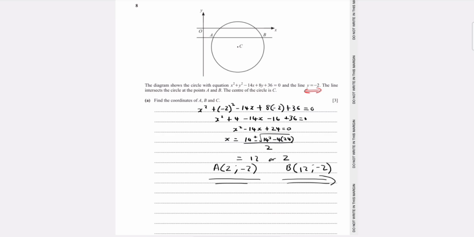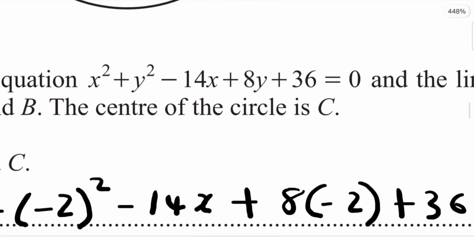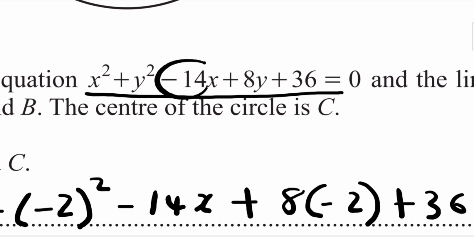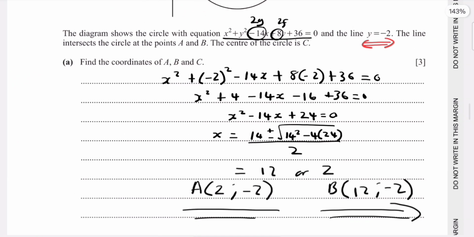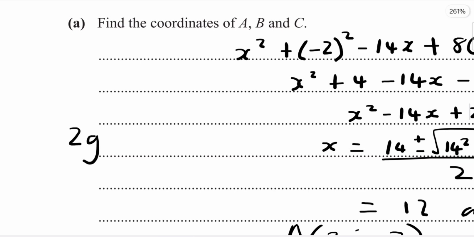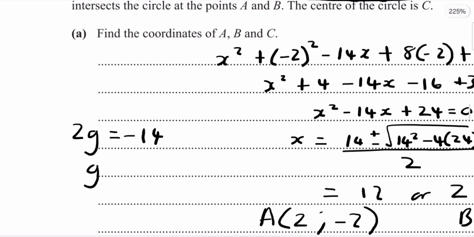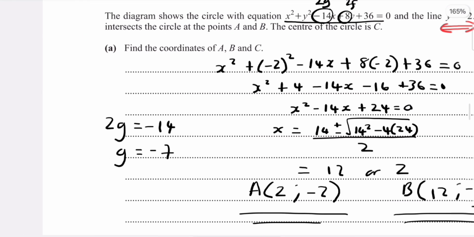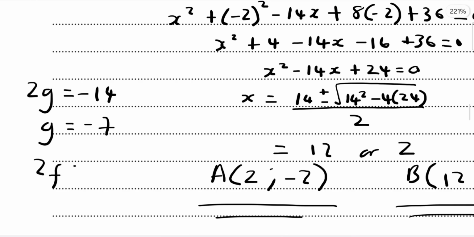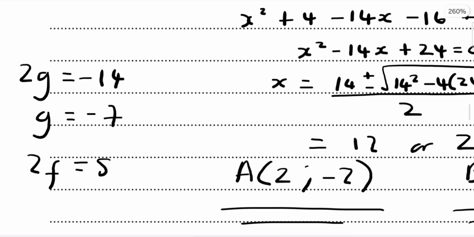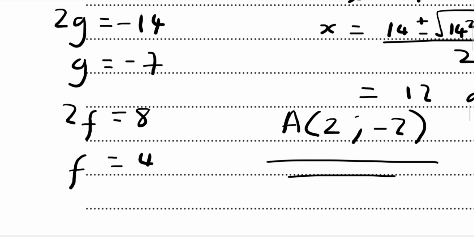Right, and since we were looking for the coordinates of A, B, and C, we are only left with C. For C now, we're going to be using this expanded form of the equation of a circle. Since we know that the coefficient of x is 2g and the coefficient of y is 2f, we're going to come down here and say 2g is equal to minus 14. Therefore, g is minus 7. Right, and 2f is equal to 8, and f is equal to 4.